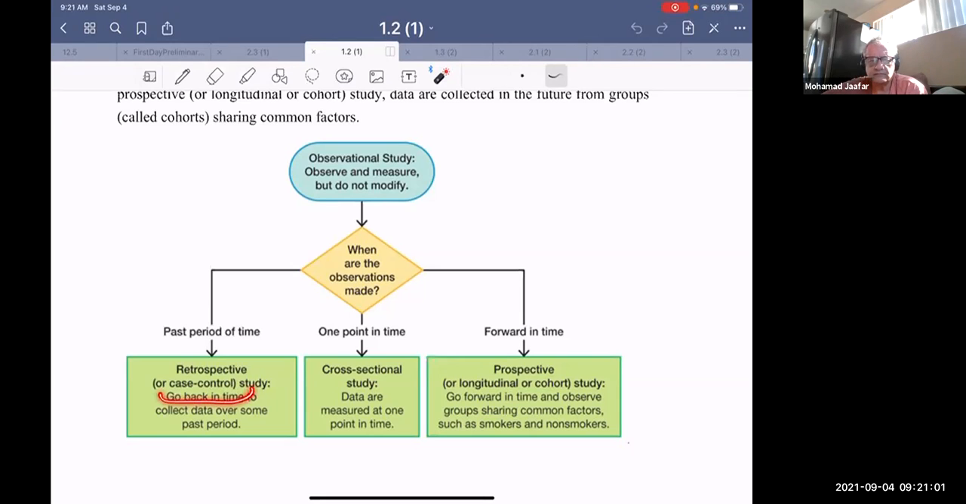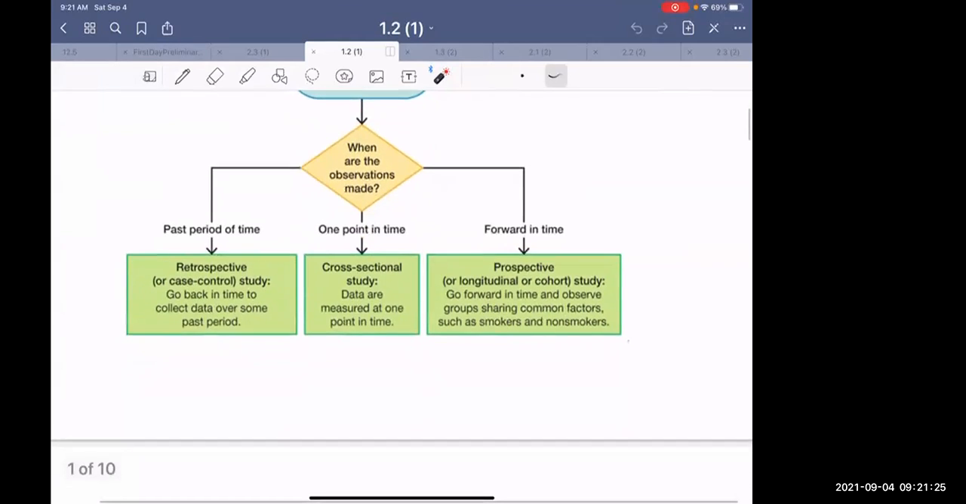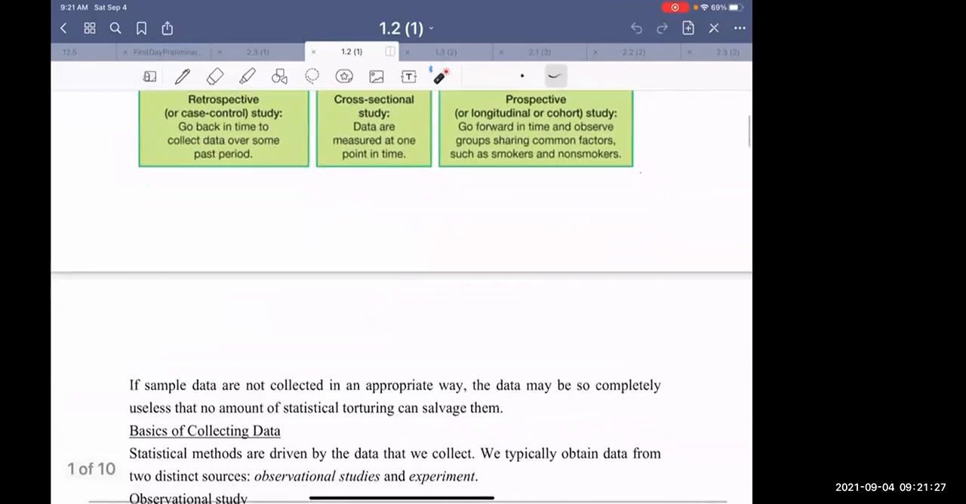And all case control studies are retrospective. All cohort studies are prospective. Okay? And that's a way to think about it. But a retrospective study doesn't have to be case control. Just that the majority are.